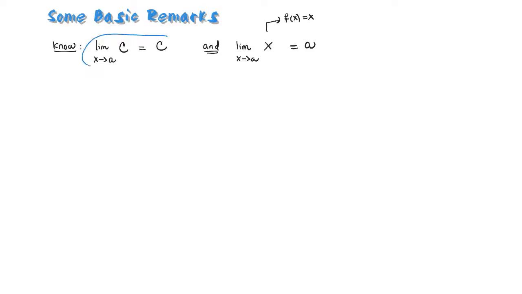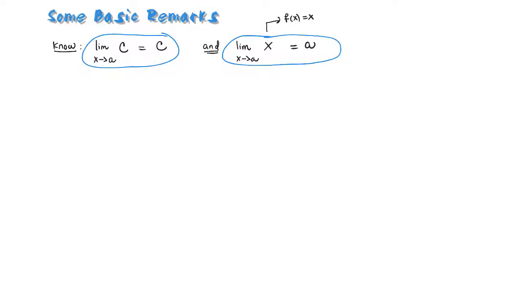Another remark that I want to make here is the following. We already know that the limit as x approaches a of a constant function is always equal to c. And we also know that the limit as x approaches a of the function f of x equals x is equal to a. And these are limits that I told you since last section we can now assume are always true.